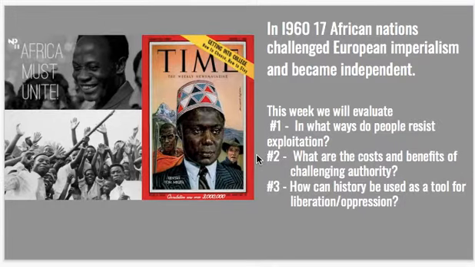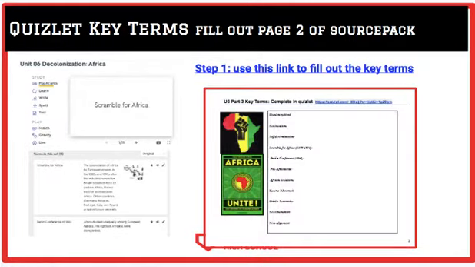What are they going to gain from getting their independence, and what struggles, what losses might they have to take for fighting against this authority? And then lastly, how did these nations use their history as a tool for liberation?